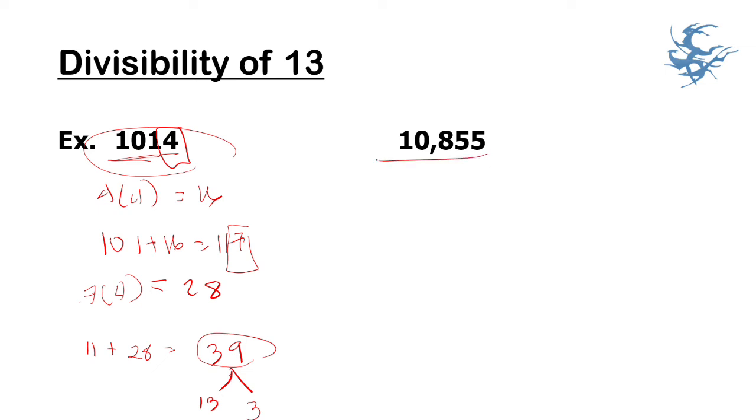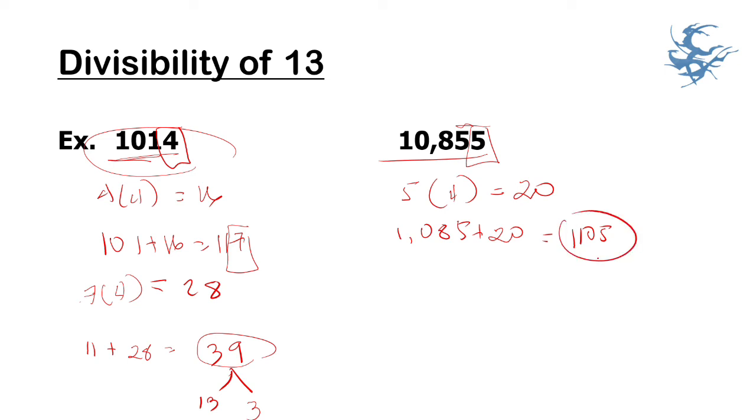We have a 5-digit number here. We take the last digit, which is 5. We multiply it by 4. 5 times 4, we get 20. And then we subtract that from the remaining part, which is 1,085. I mean, not subtract. We're going to add it. Sorry. We're going to add it. This 20 equals 1,105. Right?